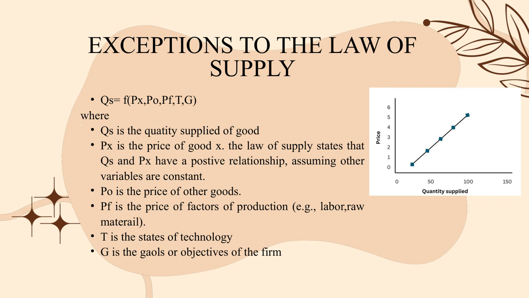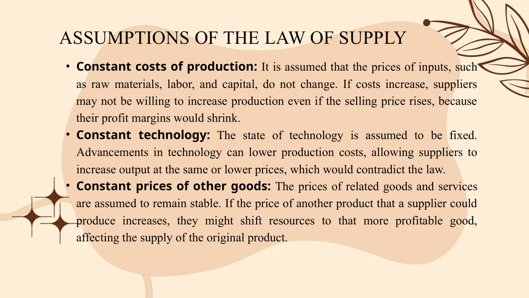So, in essence, while the law of supply provides a helpful general rule, these variables, PO, PF, T, and G, are crucial because they can cause supply to behave differently than the simple positive relationship between PX and QS. Understanding these exceptions helps us see the bigger picture of how markets actually operate. Now, let's talk about the key assumptions behind the law of supply.